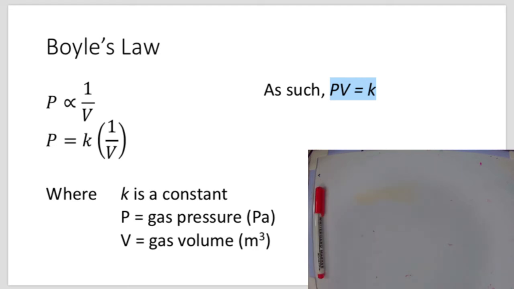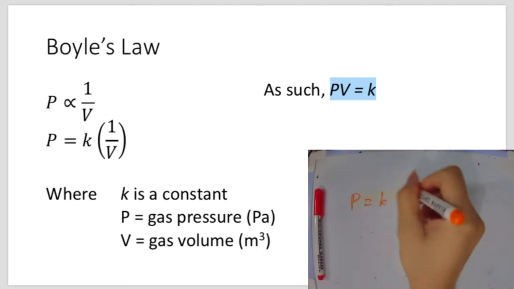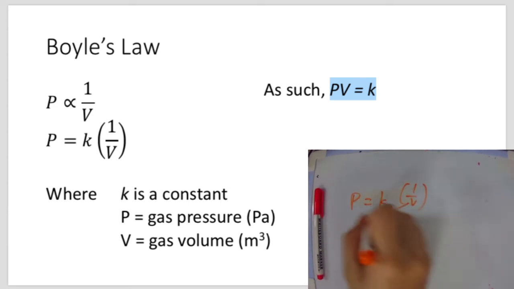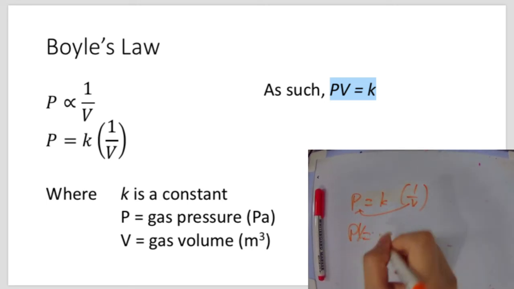Obviously, if we were to rewrite the formula, P equals K times 1 over V. If we were just to rearrange the formula, move the V up, we can move this here. So PV equals K. Quite a simple calculation, or simple way to write the formula.